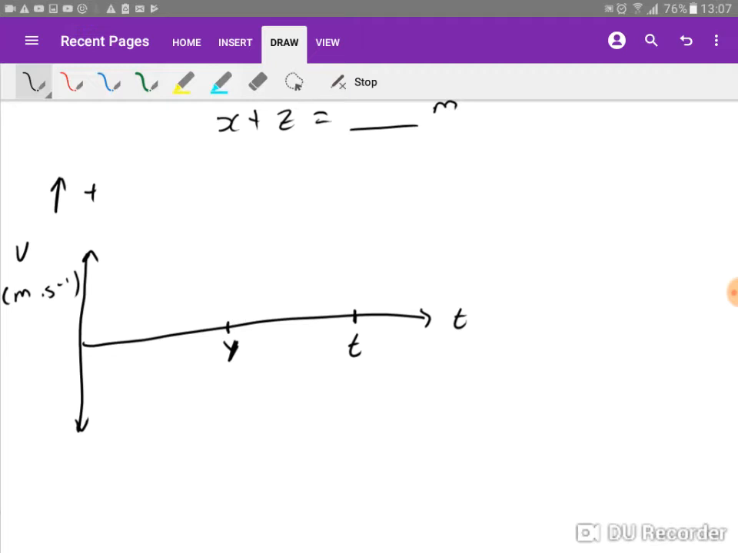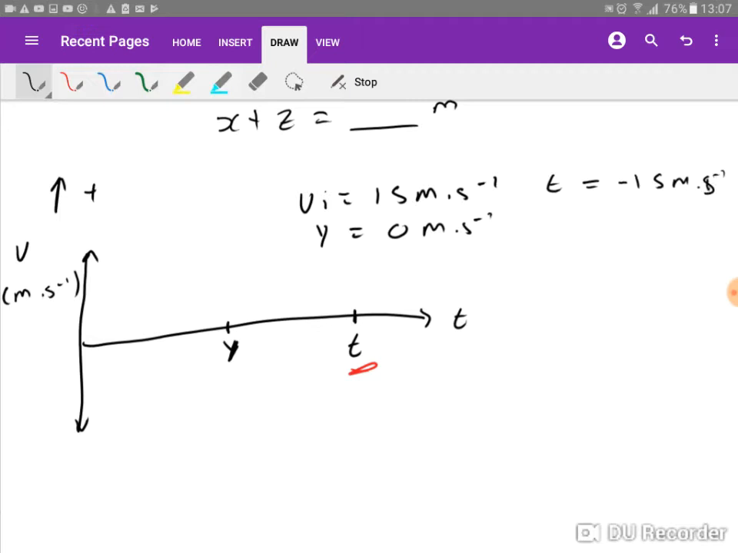So just mark off your X axis here. And we know initially it was projected at 15 meters per second, right? And then at time Y, at its maximum height, we know it was 0 meters per second, right? And then when it returns to its original position at time T, we knew that it was negative 15 meters per second.